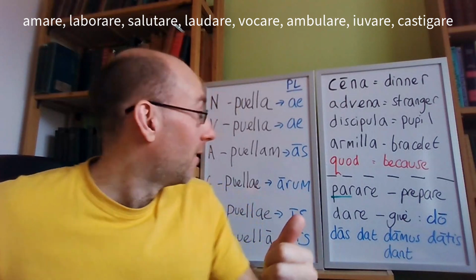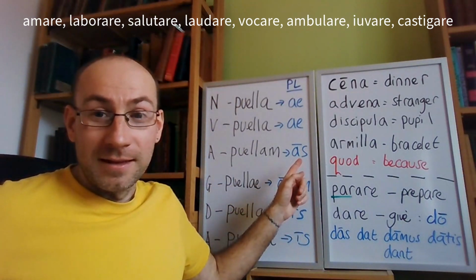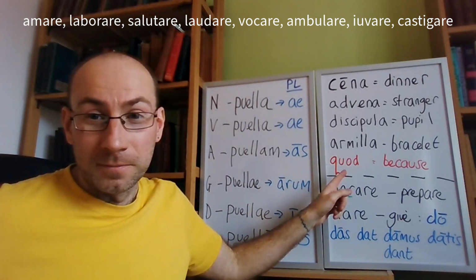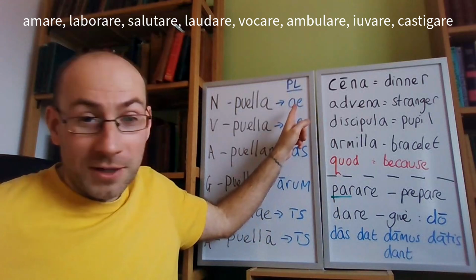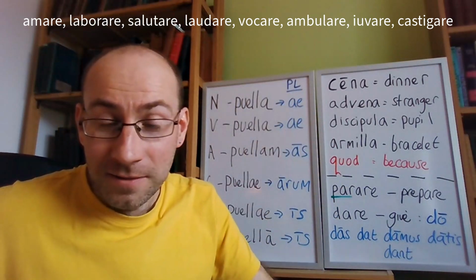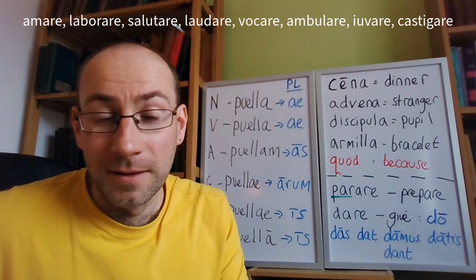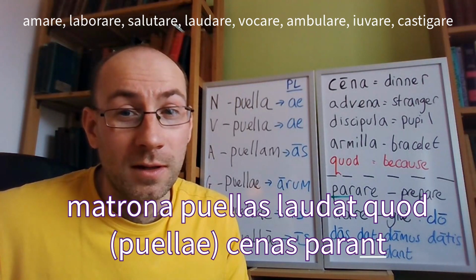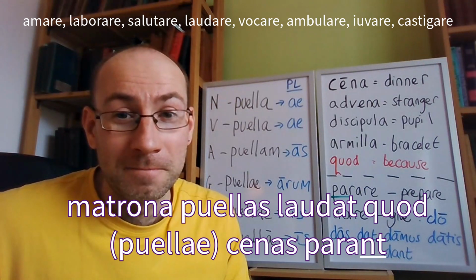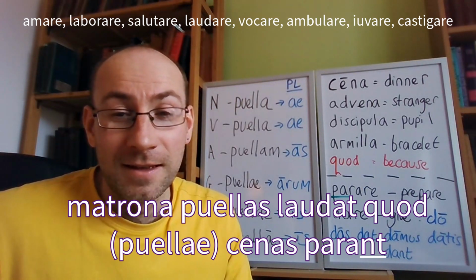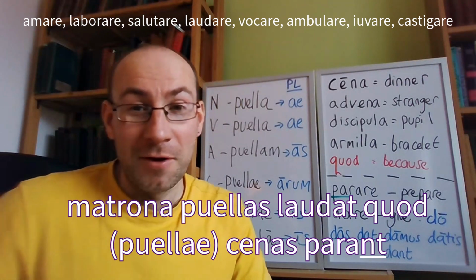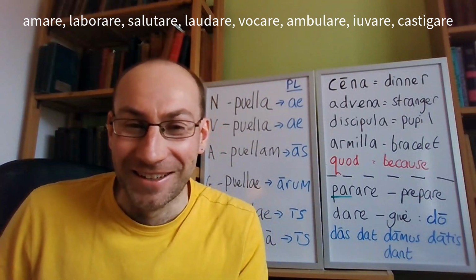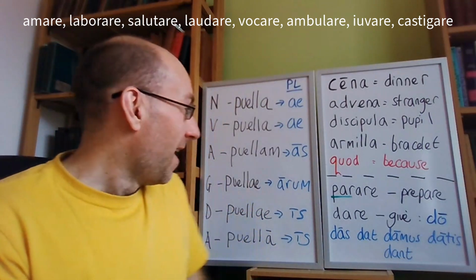Matrona puellas laudat. Quod, because, quod. Puellae, they're doing the action this time. Cenas parant. Matrona puellas laudat. Quod, because. Puellae cenas parant. Very good. You're doing well. If you're getting these right, you're doing very well. Even if you have to pause it and think a bit long, I think it's good.